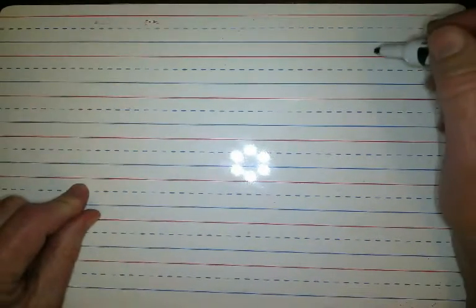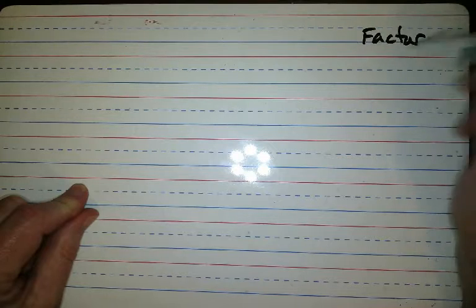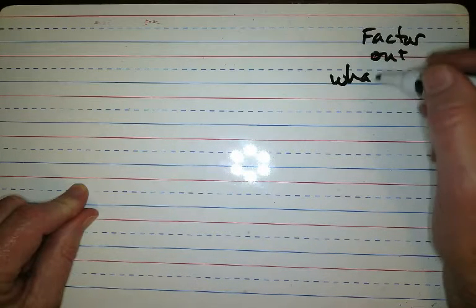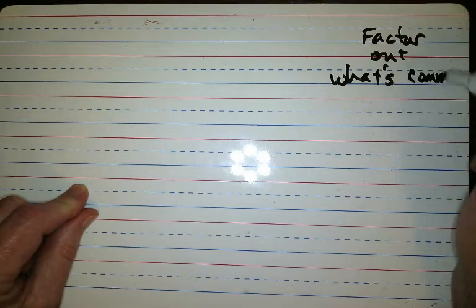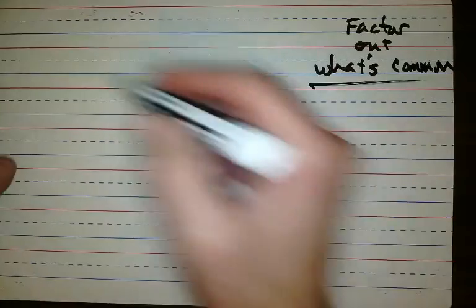We're going to factor out what's common. What is common? So let's just write it down here. Factor out what's common. Alrighty. That's what we're going to try and do.